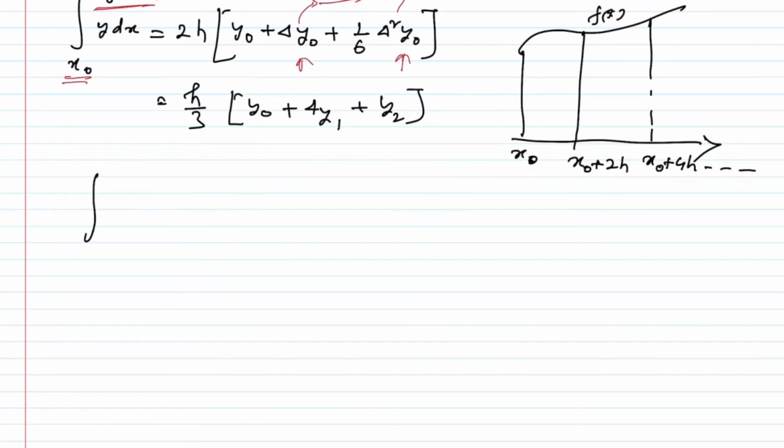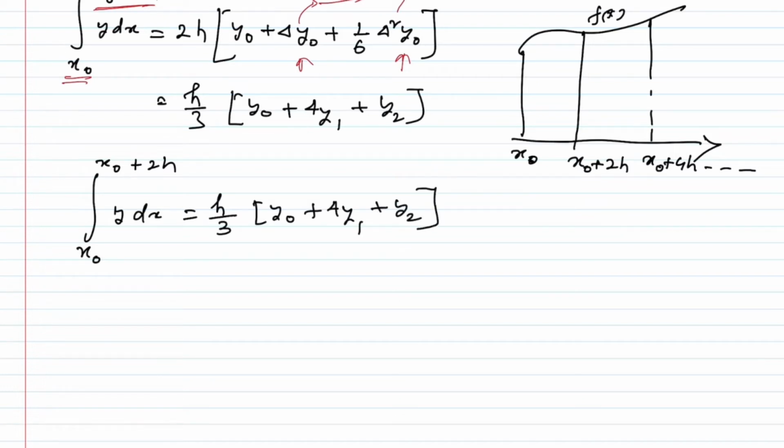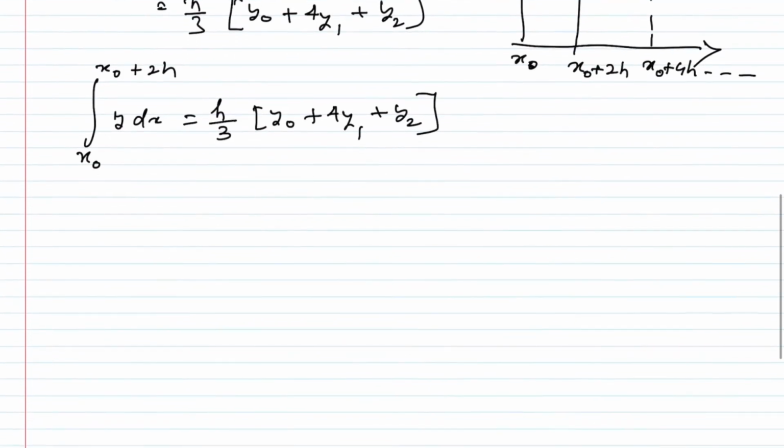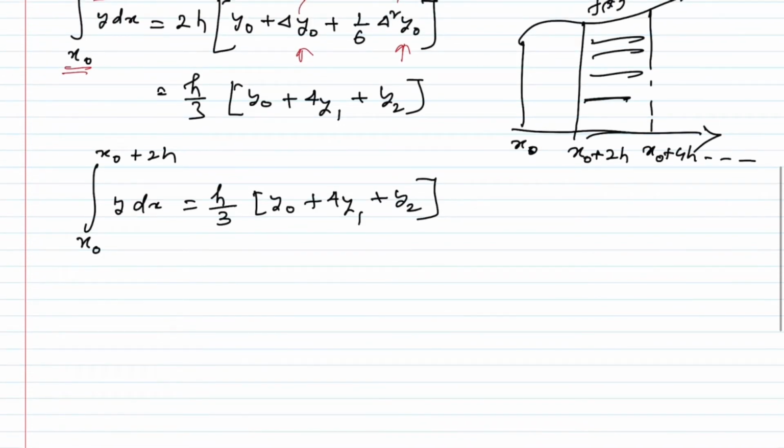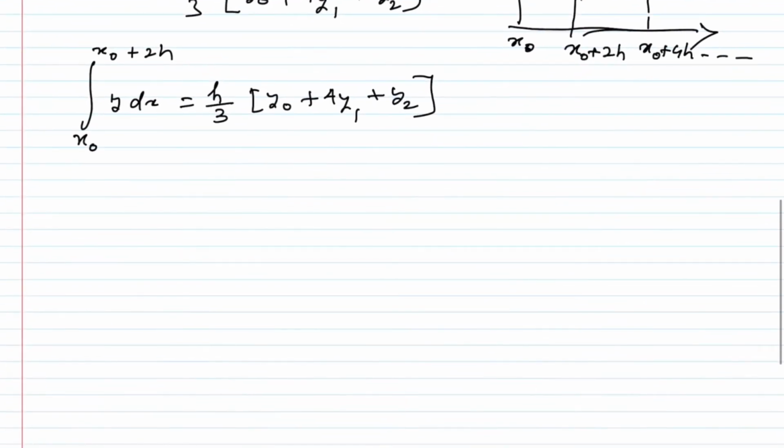So what we have got, the integral in the first interval from x naught to x naught plus 2h, we have got this value: this is equal to h by 3 times (y naught plus 4 y1 plus y2). Now observe the pattern only. We can find the area of this section also. So just observe the pattern.